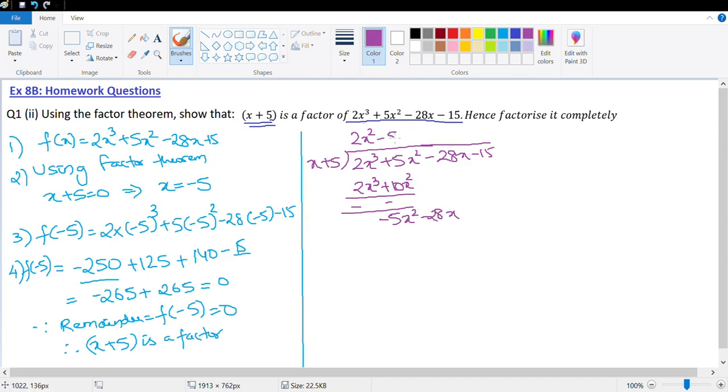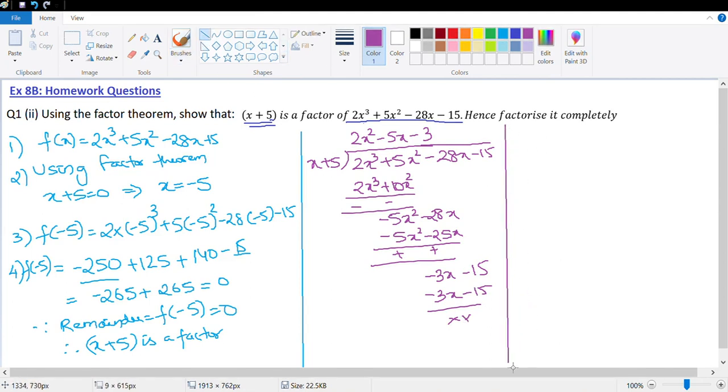Let's multiply this with negative 5x. That gives me negative 5x square minus 25x. When I subtract, the sign changes. This gives me negative 3x minus 15, which means I multiply this with negative 3. That'll give me negative 3x minus 15. So we've been able to divide it also.